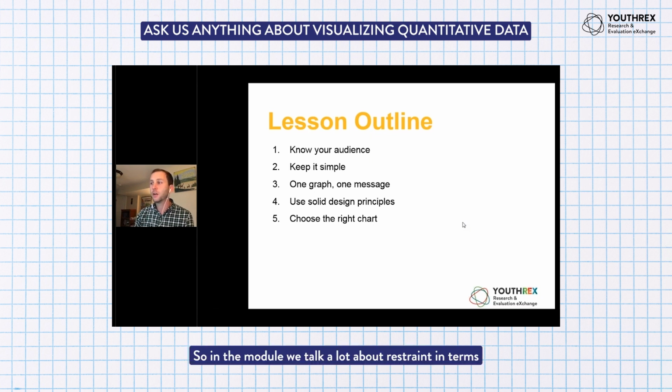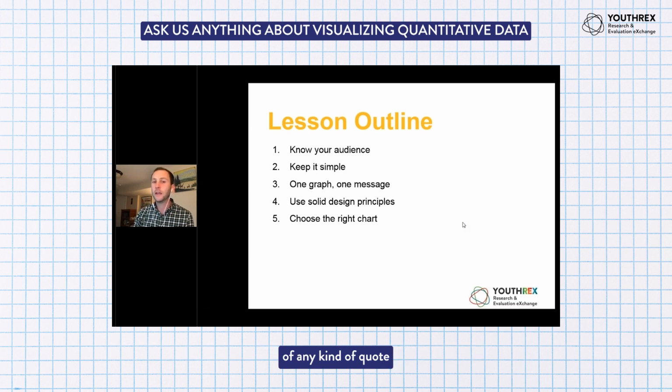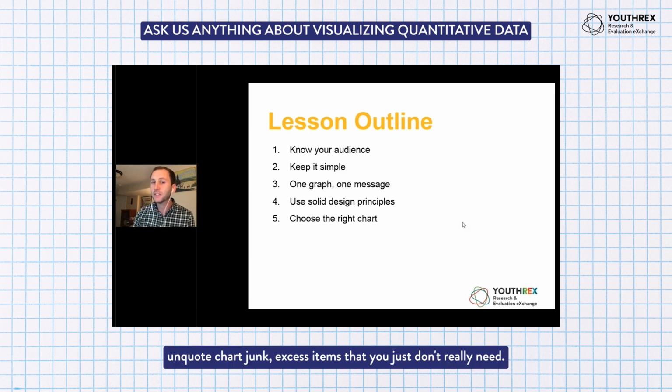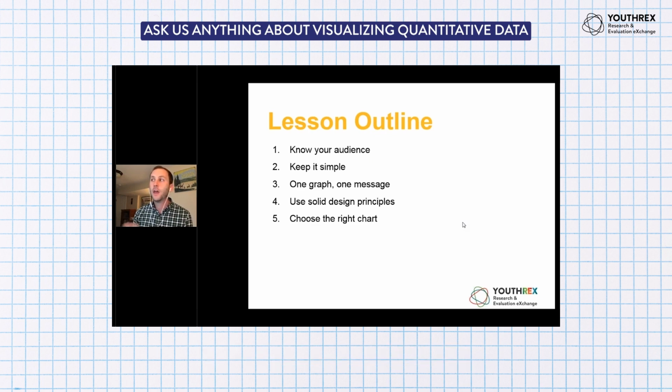So in the module, we talk a lot about restraint in terms of keeping things simple, reduce in terms of getting rid of any kind of quote unquote chart junk, excess items that you just don't really need, and then emphasis, using color and ordering in your graphs to emphasize the main point that you want folks to take away from it. And then finally, the last thing we talked about was choosing the right chart.